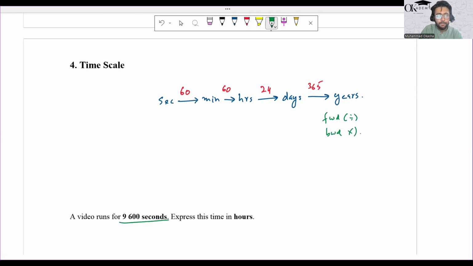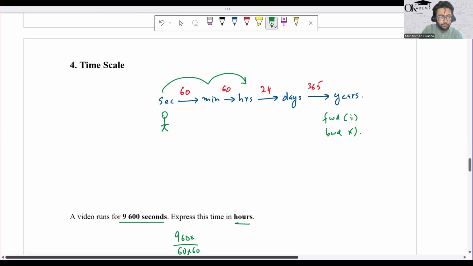Let's see. A video runs for 9,600 seconds. Convert this time in hours. So here's seconds. I'm going to go to hours. Again, I'm going forward. So I'll take 9,600 and I'll divide it by 60 and 60 because I took 2 jumps. And whatever time you'll get, that will be in hours.